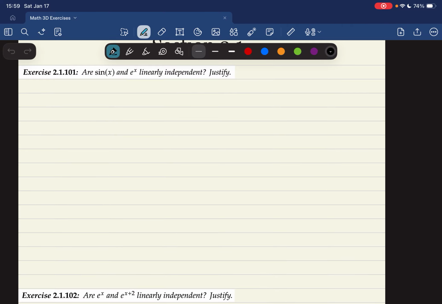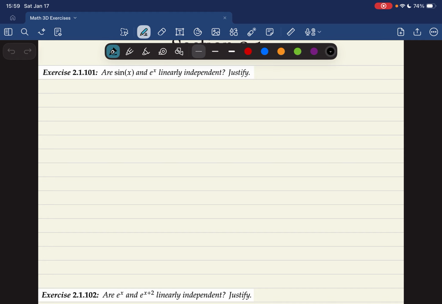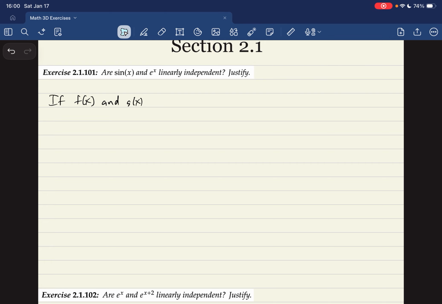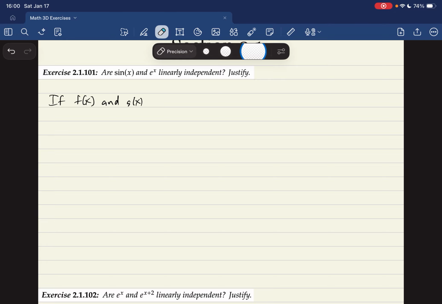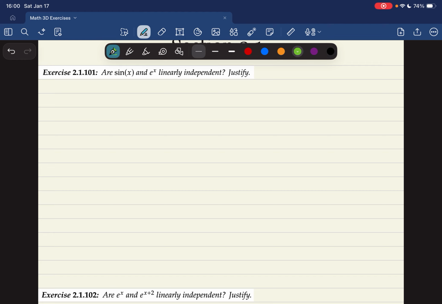So how are we going to attack this? Well, in general, whenever you're asking if two functions are linearly independent, you want to determine if two functions, say f and g, and I'll write this in green actually, because this is something we should recall. So first recall.